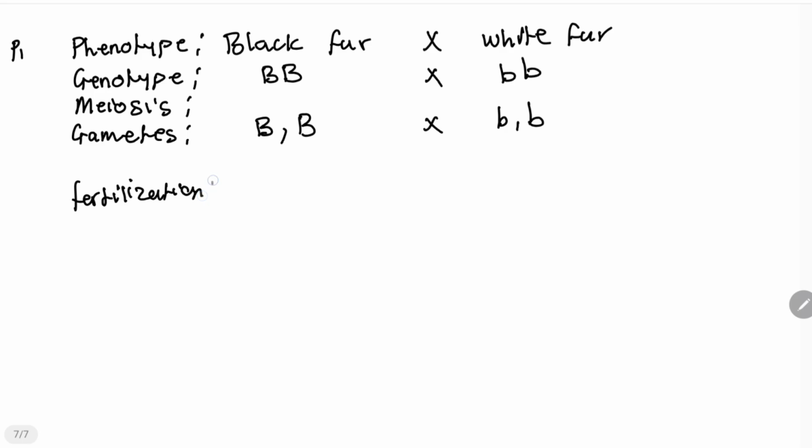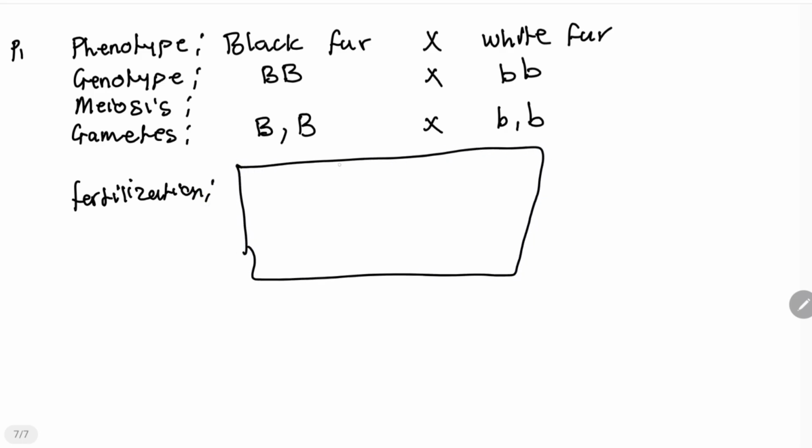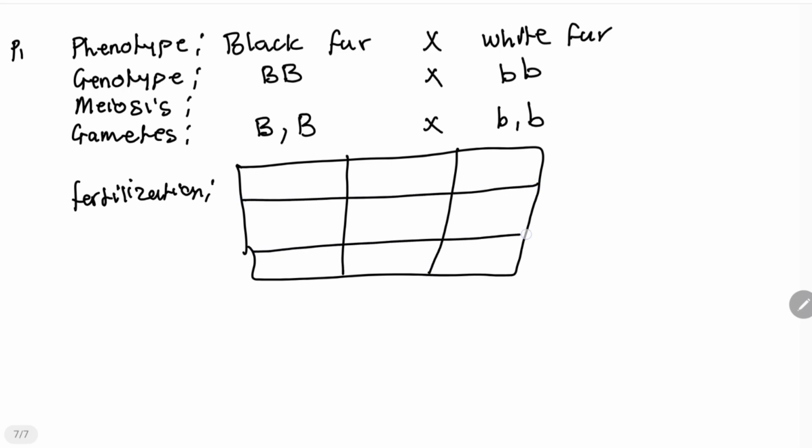Now I'm going to make my Punnett square. 3 boxes to the side, 3 boxes downwards. So it is going to be 1, 2, 3, 1, 2, 3. Top left box, I write gametes. In box number 1 and box number 2, I'm going to write the gametes for the rabbit with black fur, so it is going to be capital letter B, and then the second gamete capital letter B. In box number 3 and box number 4, I'm going to write small letter b from the second parent.